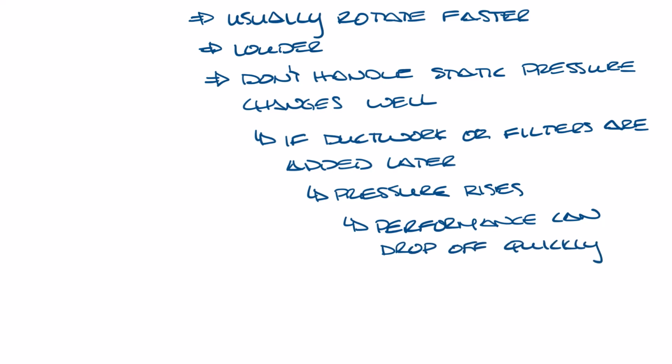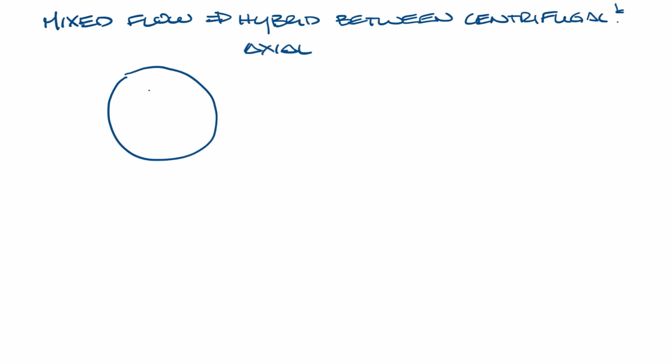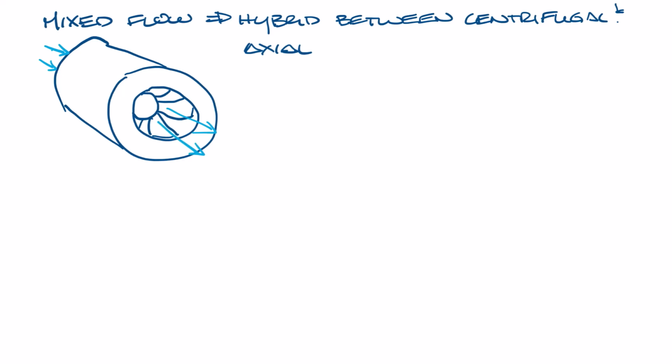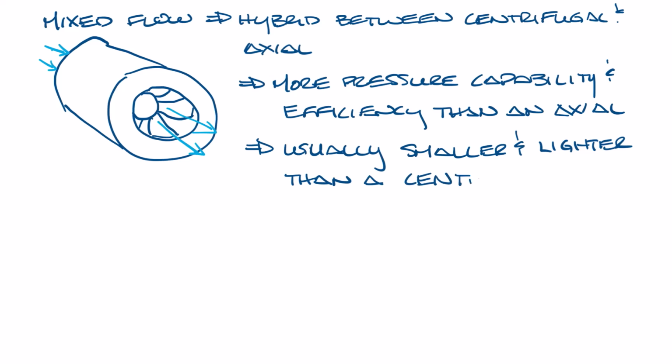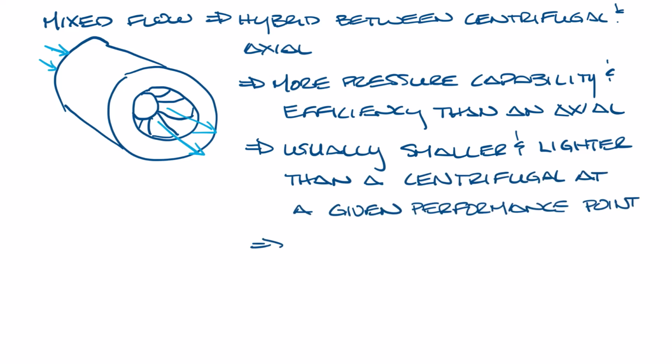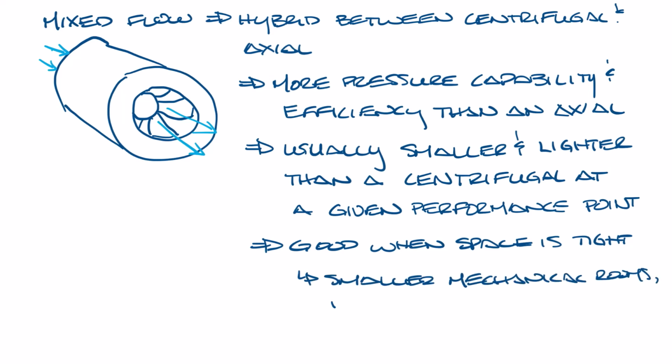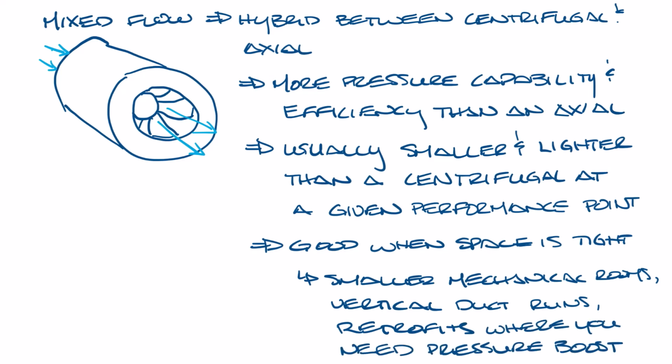Now let's move this over and look at mixed flow fans. Mixed flow fans are kind of a hybrid between centrifugal and axial fans. So they'll look something like this. They will look similar to a tube axial fan, but there are some differences in the fan blade itself. They have more pressure capability and efficiency than an axial fan, but they're usually smaller and lighter than a centrifugal fan at a given performance point. They're good when space is tight, like in smaller mechanical rooms, vertical duct runs, or in retrofit situations where you need a pressure boost but don't have room for a full centrifugal fan.